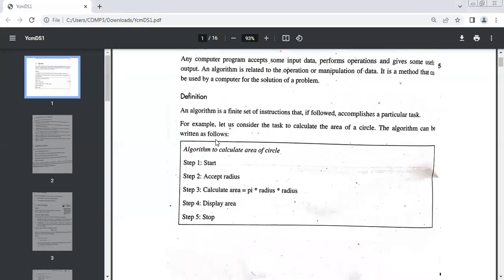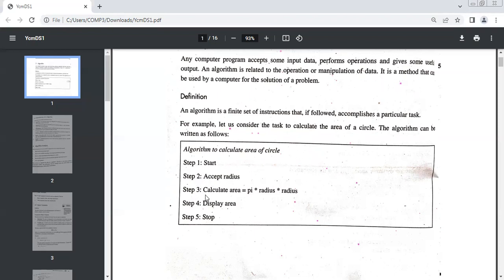We write the algorithm for calculating the area of a circle. The first step is start. Every algorithm's first step is start. Then the second step is accept the radius. As we all know, the formula for the area of a circle is pi r square. Pi is a constant value, and r means radius. So first accept the input, which is the radius.